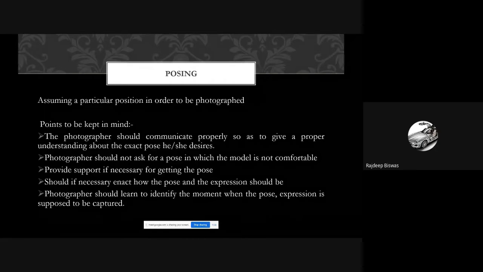Remember that posing, all poses cannot be done by all the subjects. Certain poses may be very difficult, or he or she might not be comfortable. So you need to communicate that as well. If your subject is not comfortable with the pose you're suggesting, please remember, you're not going to get a very good output out of it. It's of utmost importance that the subject is comfortable.